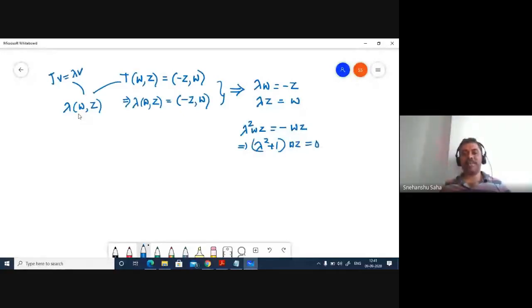Now, since this product cannot be 0 because the individual components are non-zero, the only option that I have is lambda square plus 1 equal to 0. This comes from the same theorem that we proved, right? I have shown you why the determinant of T minus lambda I makes sense, from the argument of the rank-nullity theorem and from the argument of null space. But if you solve this, we do not have solutions in the real space, right? So your eigenvalues are complex.